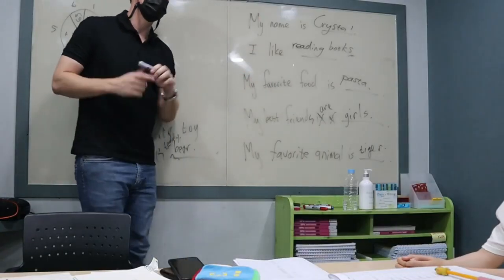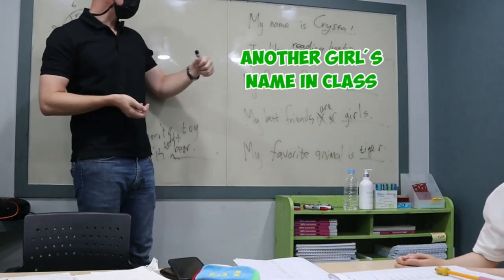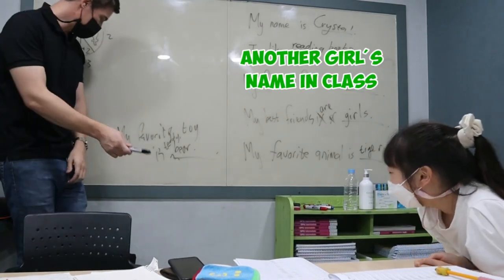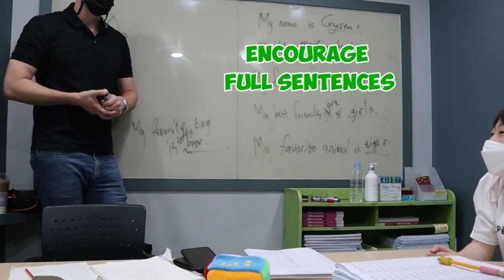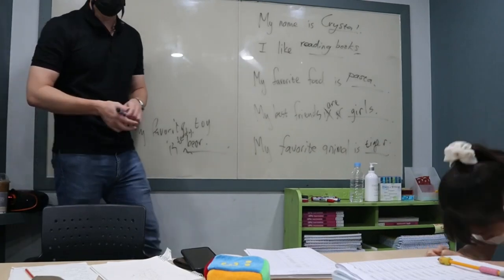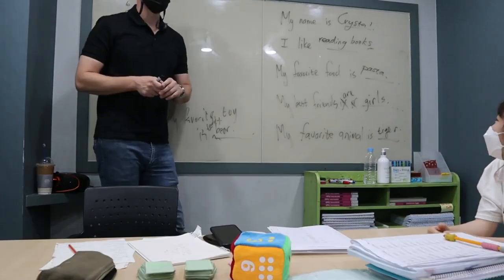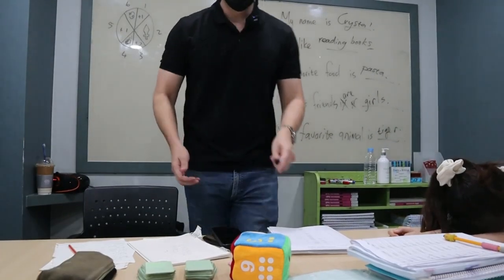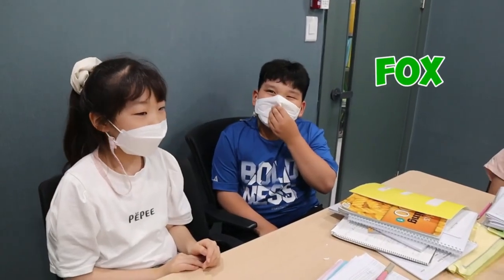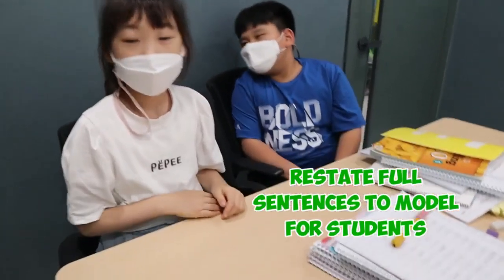What's your name? Chloe. What is your favorite toy? Favorite toy is Nintendo. Really? What's your name? My name is Crystal. Crystal. What is your favorite animal? My favorite animal is fox? Yes. Okay, my favorite animal is a fox. What's your name?